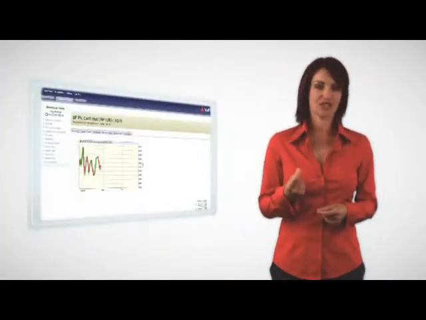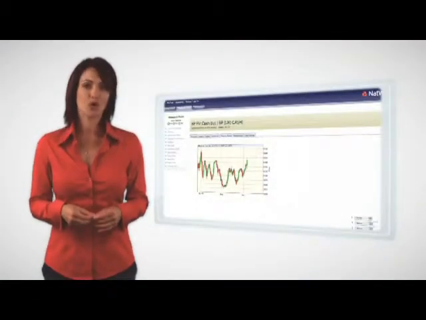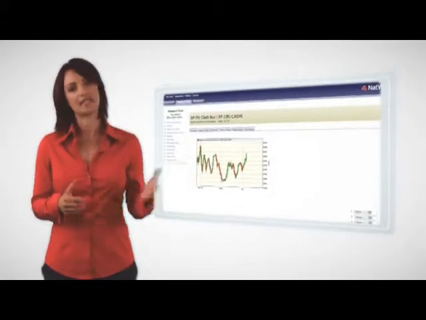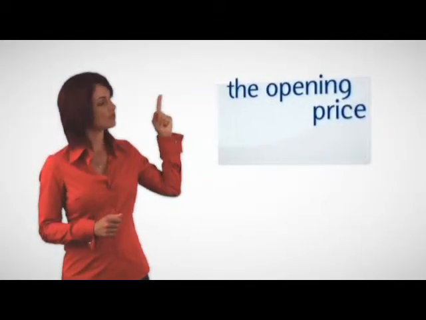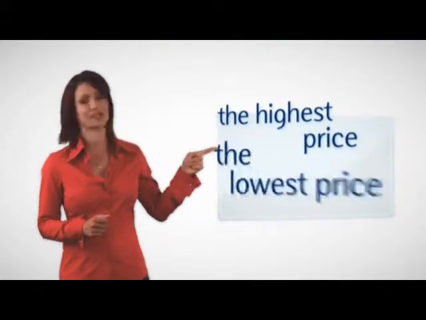We can populate the right-hand table to receive the information we require. In this instance, we've selected to view the BP shares for the last 3 months in a candlestick graph format, and the results are being recorded on a daily basis. We're then presented with a graph showing this detail. Now, this kind of chart contains 4 pieces of information for a given time period: the opening price, the closing price, the highest price, and the lowest price.